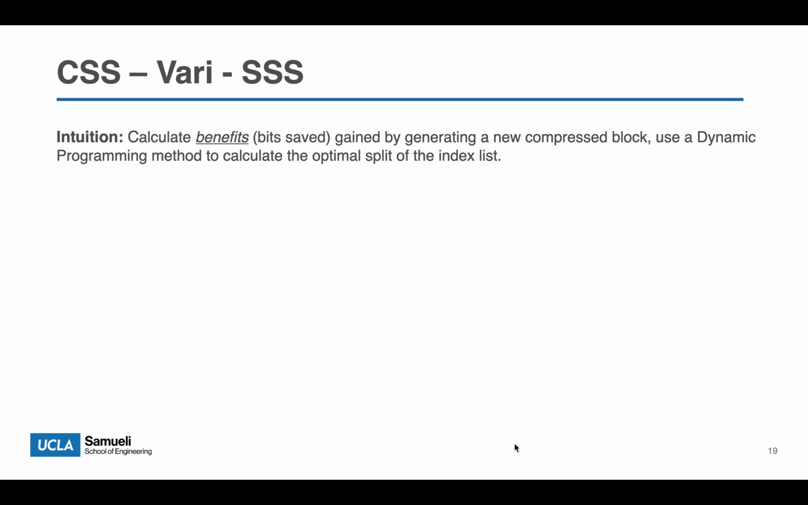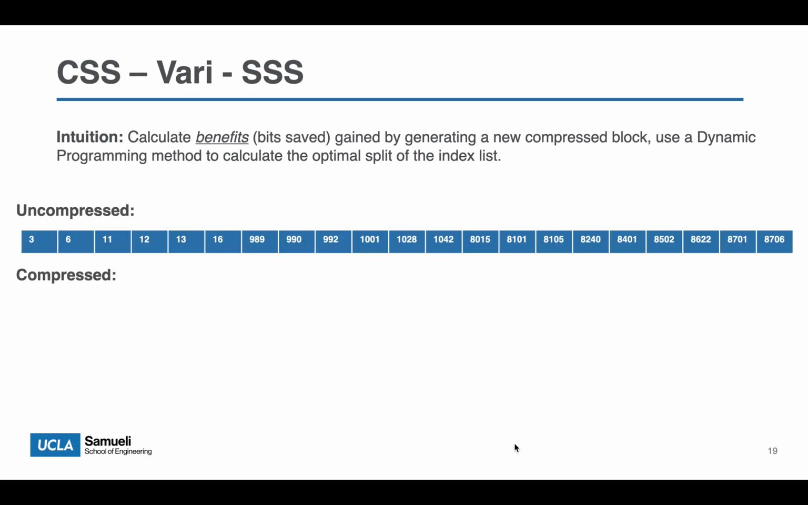As some of you may notice, the split of MLC is not optimal because it's fixed length. So we developed our first method based on that to solve the problem. It's CSS-Vary for string similarity search. The intuition is to calculate the benefits, or the bits saved, by generating a new compressed block. And we use the dynamic programming method, or DP, to calculate the optimal split of the index list.